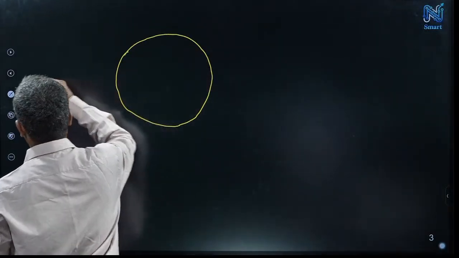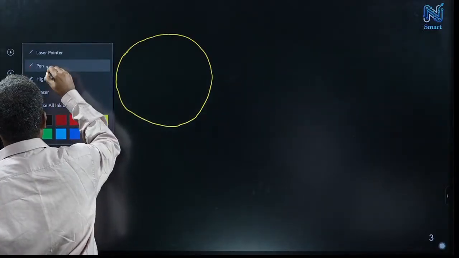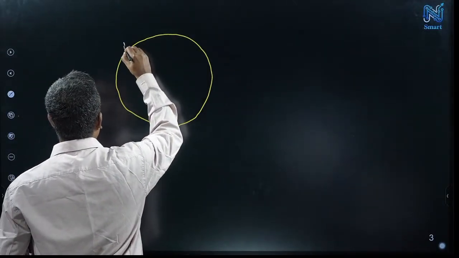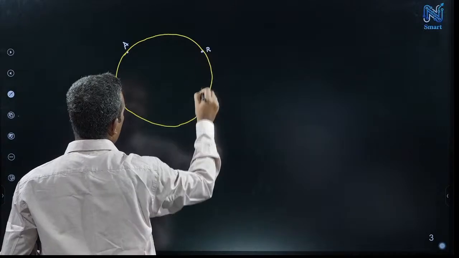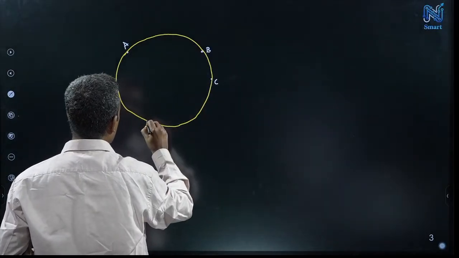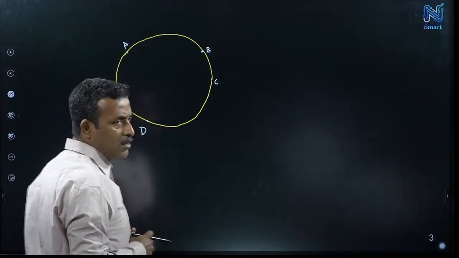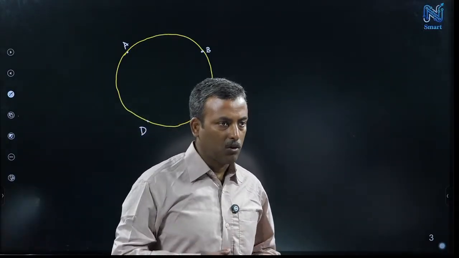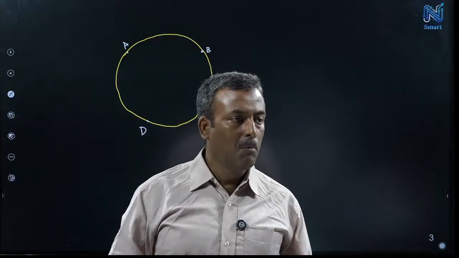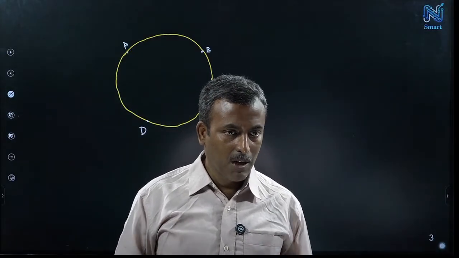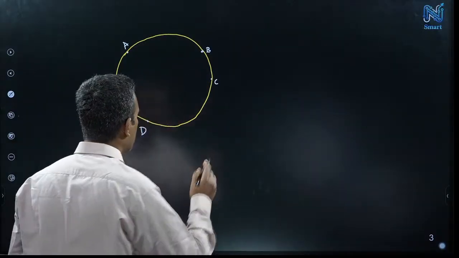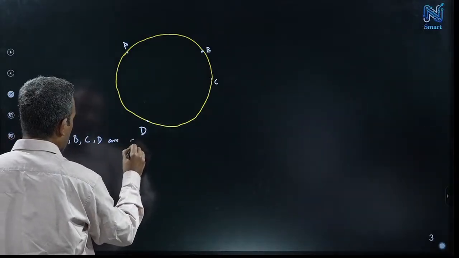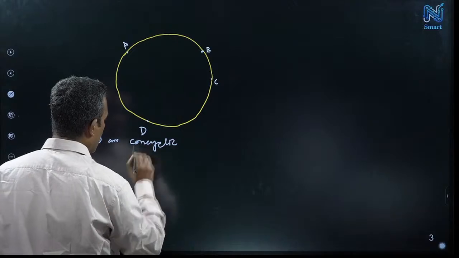Now we have a circle, and we took four different points, say A, B, C, and D. Four different points on the circle, right. So if 4 different points, or 3 different points, or 5 different points, or maybe more than 3 different points are on the same circle, then they are called concyclic, right. So A, B, C, D are concyclic, right.